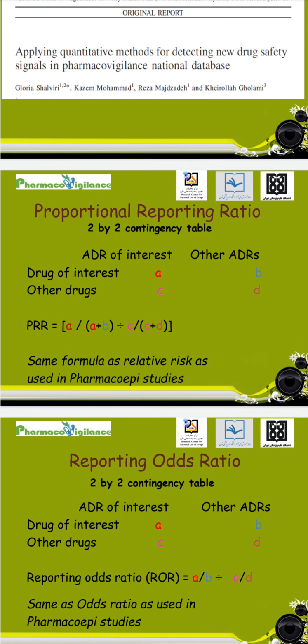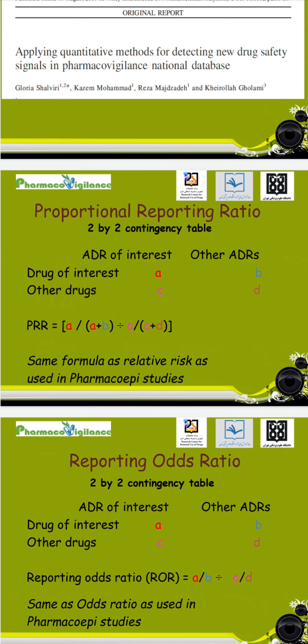Okay, the proportional reporting ratio is another signal method. It uses a 2 by 2 contingency table, and we want to explain how it works, with the ADR of interest and other ADRs, the drug of interest as A and other drugs as C. In this 2 by 2 contingency table, the drug of interest and the ADR of interest is A. The other drugs and the ADR of interest is C. The drug of interest and the other ADR is B. The other drugs and other ADR is D.